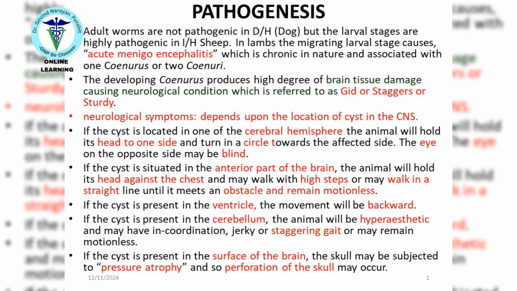Pathogenesis of Taenia multiceps varies between hosts. In dogs, adult worms are not pathogenic, but in sheep, the larval stages cause severe symptoms like acute meningoencephalitis. The location of the cyst in the central nervous system determines the specific neurological symptoms.